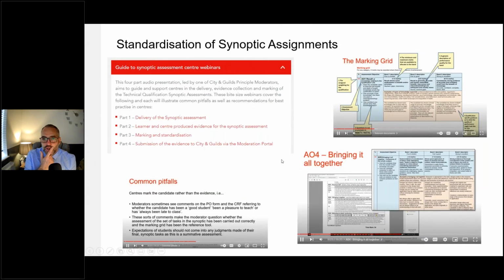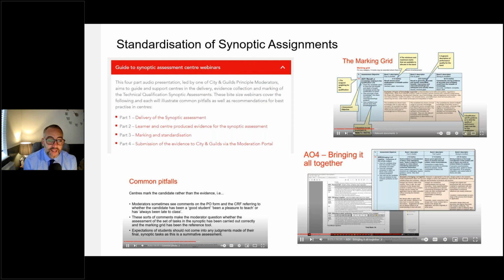So there's additional support for marking and standardizing synoptic assignments. You can see on the left there, there's specific short webinars, recorded webinars on those parts of delivery. I've just took some snips from those. So you can see the top right hand corner, it shows you the marking grid and also little speech bubbles describing them. And the presenter on there will talk you through that, how to use that. Again, on the bottom right hand side, you'll see how that's then transferred to the form using the marking grid.